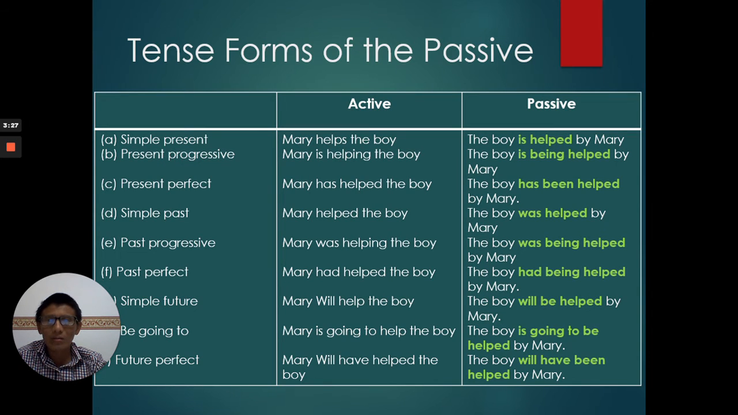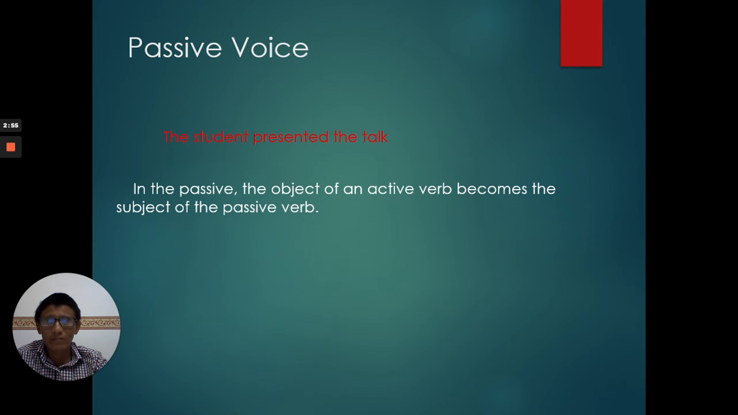Here we can see different forms of tenses that we can use in the passive voice. Simple present, present progressive, present perfect, simple past, past progressive, past perfect, simple future, be going to, and future perfect. Those are the examples that you can use to change the sentence into passive or into active voice.